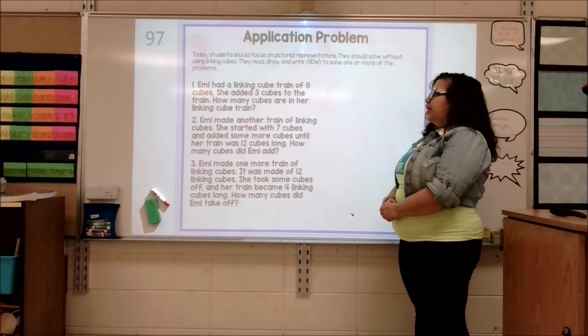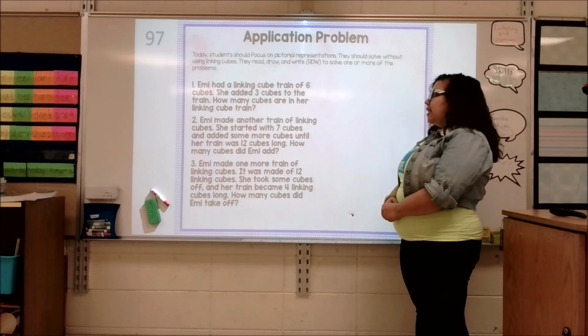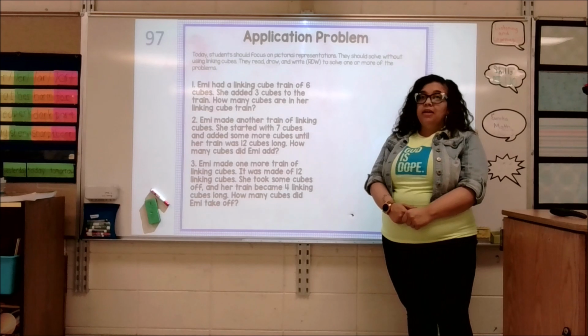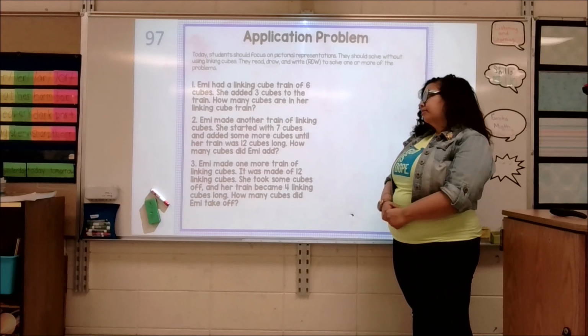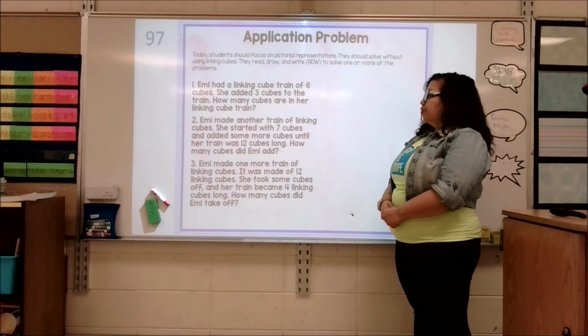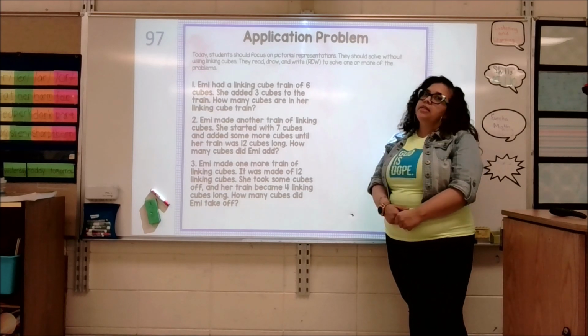Number 2. Emmy made another train of Lincoln cubes. She started with 7 cubes and added some more cubes until her train was 12 cubes long. How many cubes did Emmy add? All right, number 3. Emmy made one more train of Lincoln cubes. It was made of 12 Lincoln cubes. She took some cubes off and her train became 4 Lincoln cubes long. How many cubes did Emmy take off?